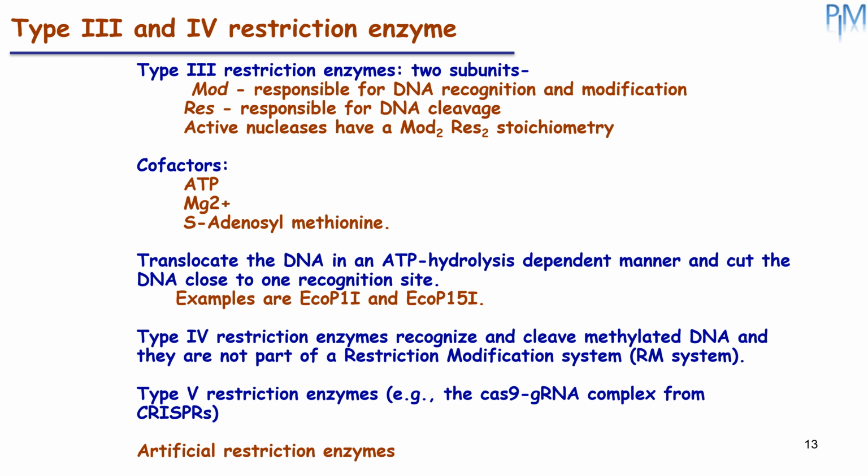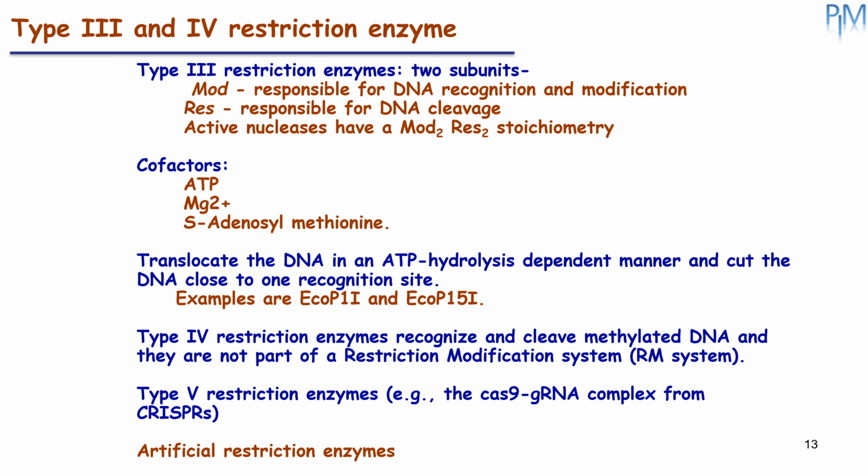EcoP15I. Next come the type IV restriction enzymes, which recognize and cleave methylated DNA and are not part of a restriction modification system. For type V restriction enzymes, the best example is the Cas9 guide RNA complex from CRISPR. They utilize guide RNAs to target specific non-palindromic sequences found on invading organisms. They can cut DNA of variable length, provided a suitable guide RNA. The flexibility and ease of use of these enzymes make them promising for future genetic engineering applications.